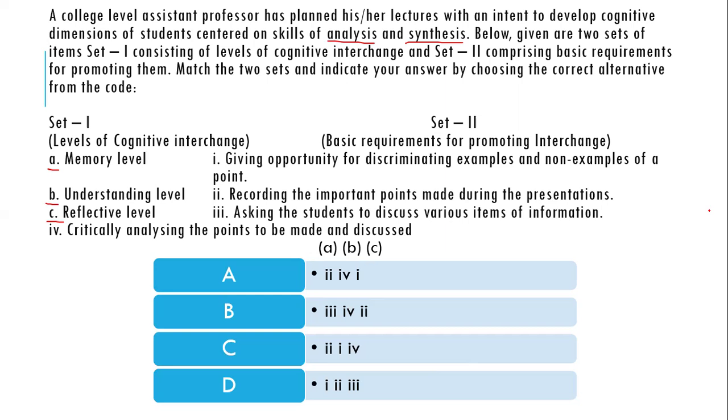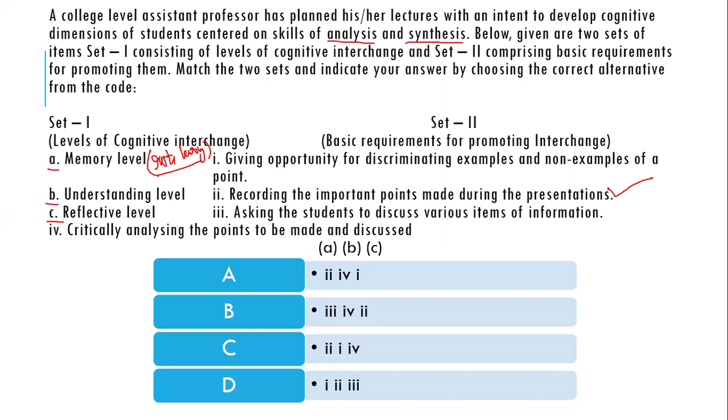How rote learning can be obtained. Rote learning, so students have to memorize everything. So giving opportunity for discriminating examples and non-example of point, recording the important points made during presentations, asking the students to discuss various items of information, critically analyzing the points to be made and discussed. Among this, rote learning can be provided, the basic requirement can be recording the important points made during presentations, and it can give as a notes. So rote learning, memory level, recording each important points made during the presentation.